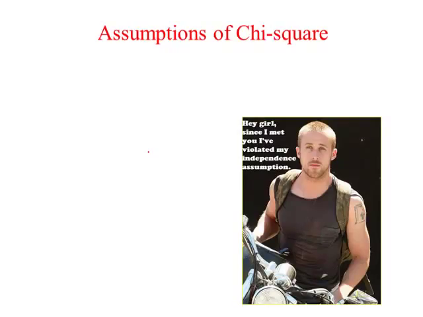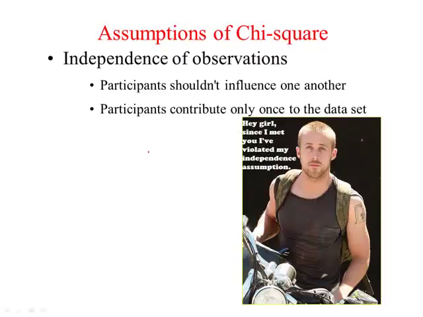And we've got our Ryan Gosling guy here. So he says, "Hey girl, since I met you, I've violated my independence assumption." So this is just leading into our first assumption for chi-squared tests.